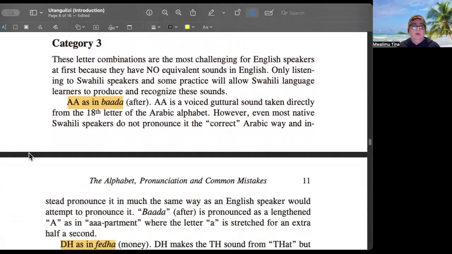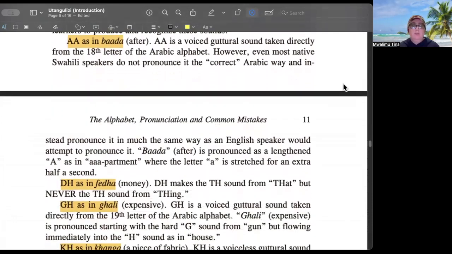Here's a few more special examples in category 3. These are the most difficult for English speakers. First, we have combined vowels. For example, let's take 2 A's. So this is drawn out a little bit, and there's even a difference. There's a slight guttural sound differentiating between each A. So it's not just ah, it's ah, ah.